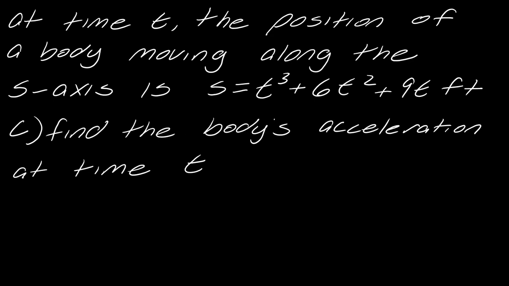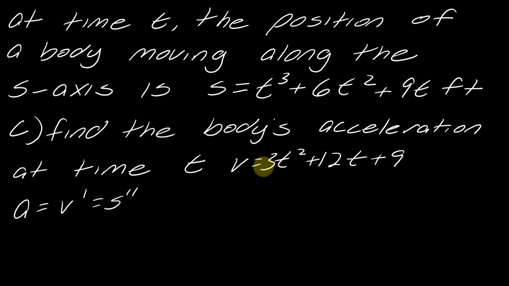So the next question is to find the body's acceleration at time t. This is really just relying on the fact that we know that acceleration is the derivative of velocity, or the second derivative of position. Just to remind you, here is that velocity function. Now we just need to take the derivative again. So this will be 6t plus 12. And in this case, the question just says find the body's acceleration at some time t. So this is it. You don't have to do anything else.